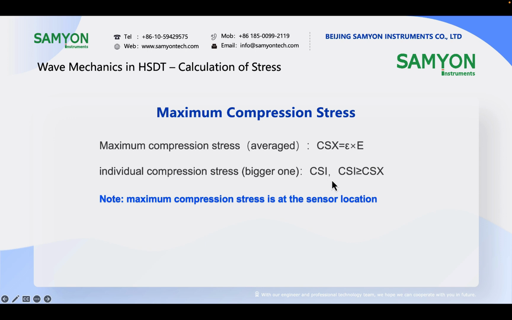And another parameter, CSI, means individual compression stress, the bigger one, because we have two strain sensors. So we can calculate two stresses, one on each of the strain gauges. The bigger one is CSI. So we can know that CSI must be bigger than CSX. So remember that the maximum compression stress we calculated here, CSX, is at the sensor location. It's not the maximum compression stress in the whole pile body.